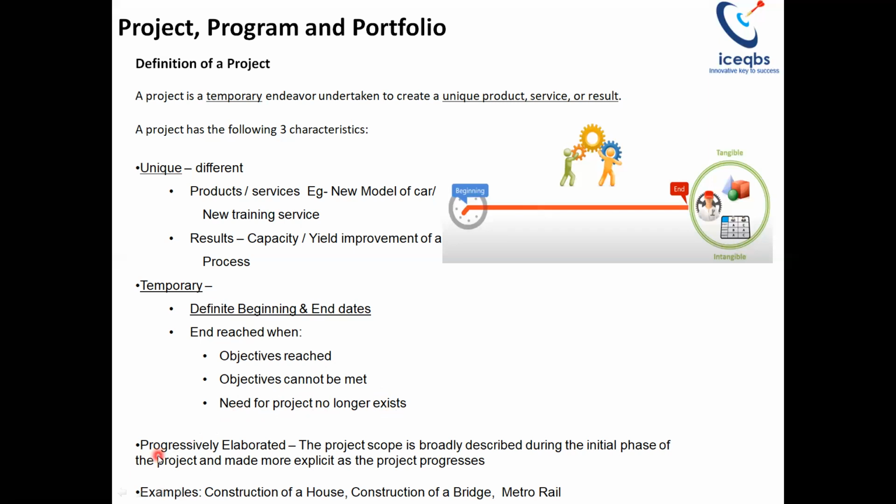And the third important characteristic of a project is that it is progressively elaborated. That means at the beginning of the project, we do not have much information about the project, and all our planning is at a very high level. But as we progress in the project, we get more information, and then we will be able to do the planning of the project. Examples of a project are construction of a new house, construction of a bridge, construction of a metro.